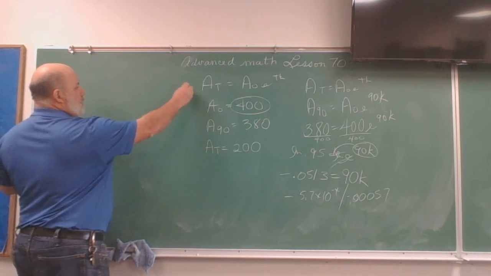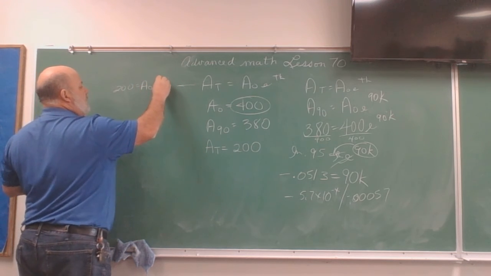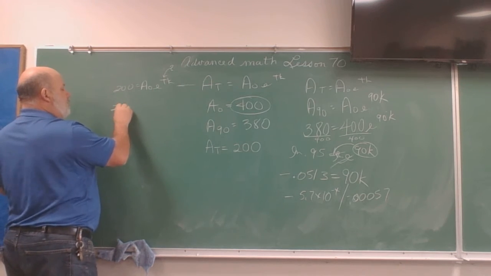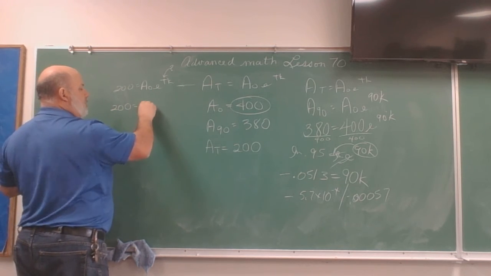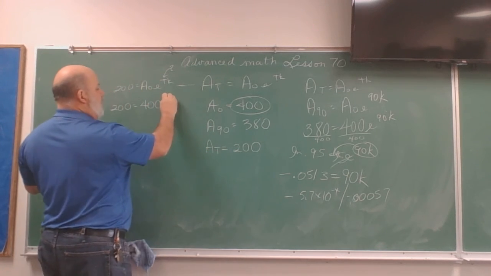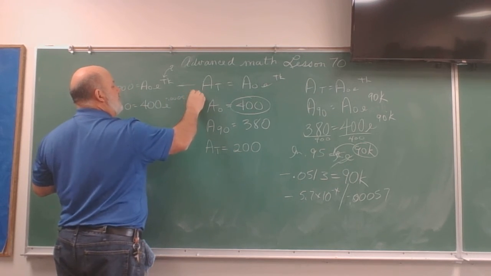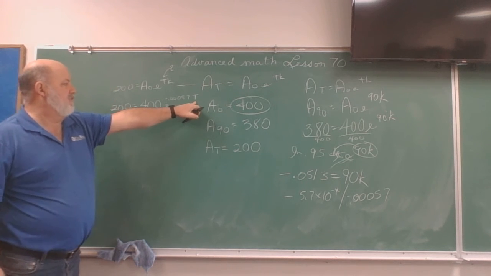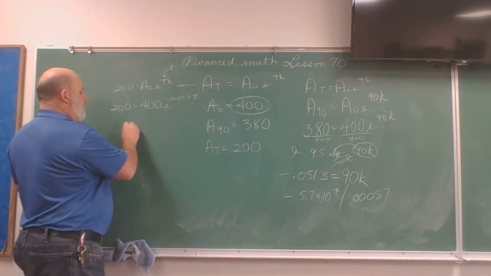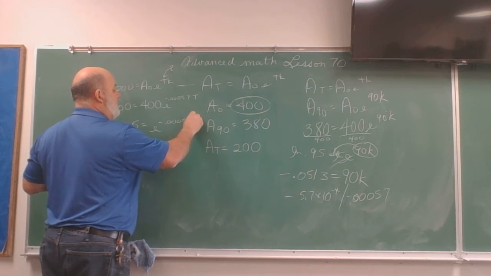I'm going to come over here. 200 equals a sub 0 e to the tk. This is the t I don't know. So 200 equals my initial amount, 400 e to the, what is k? Negative 0.00057 t. There's the t we're looking for. We're going to take 200 and divide it by 400. That'll give us 0.5 equals e to the negative 0.00057 t.